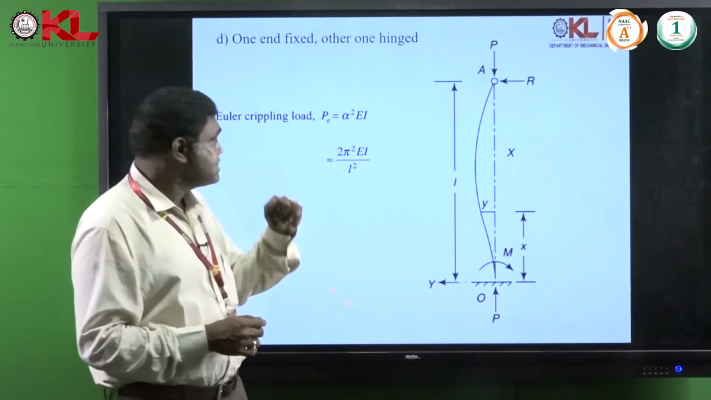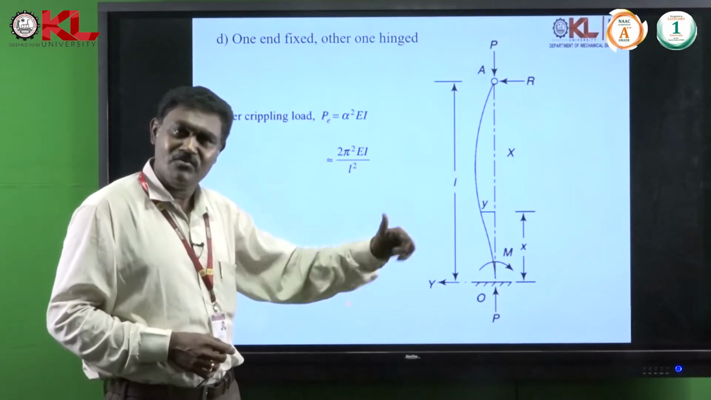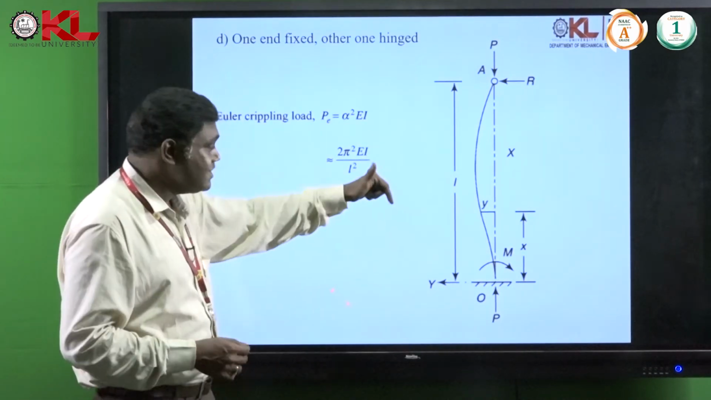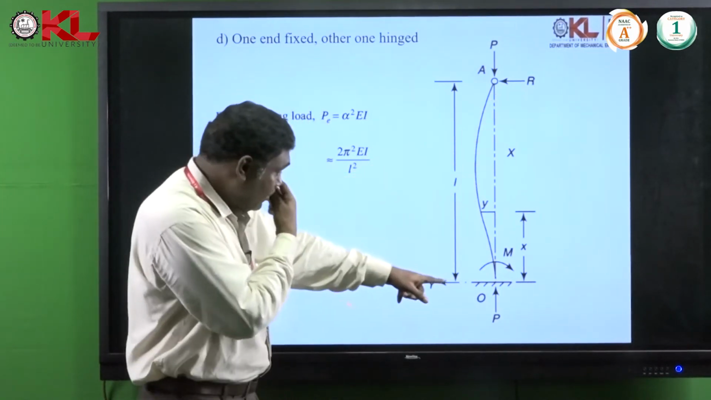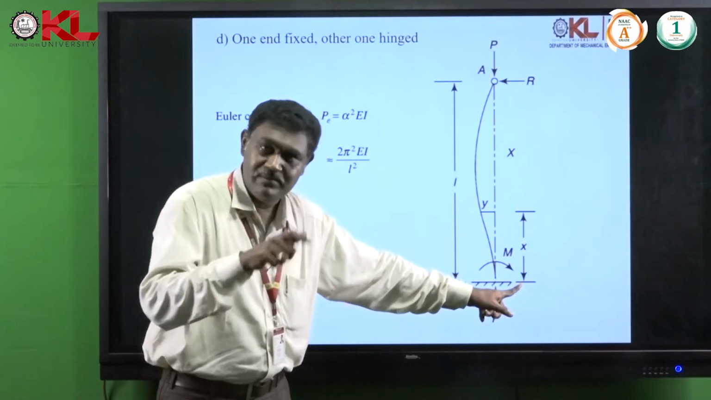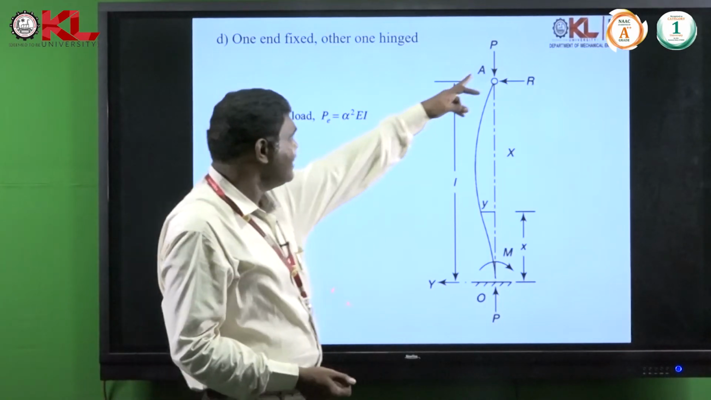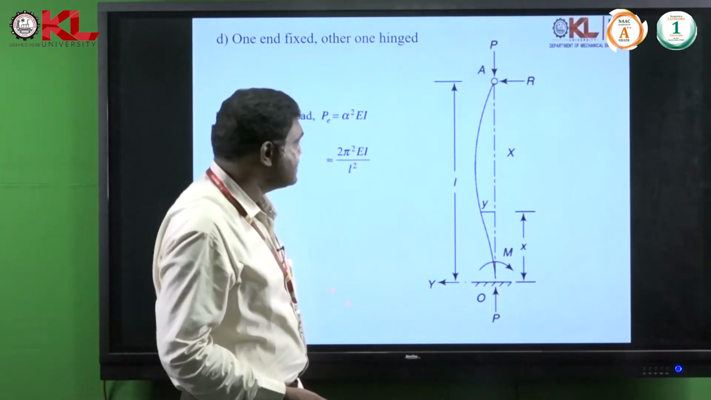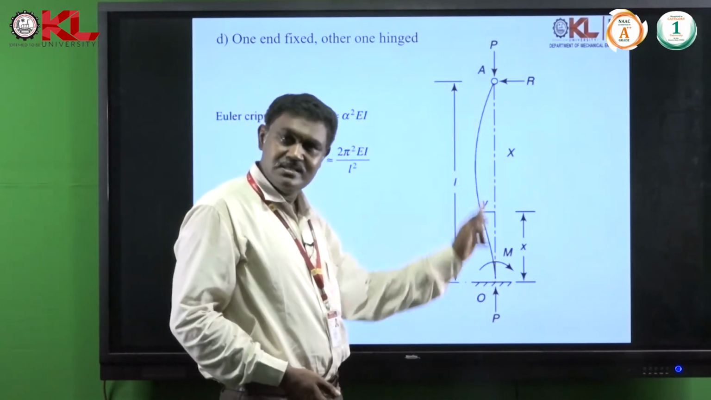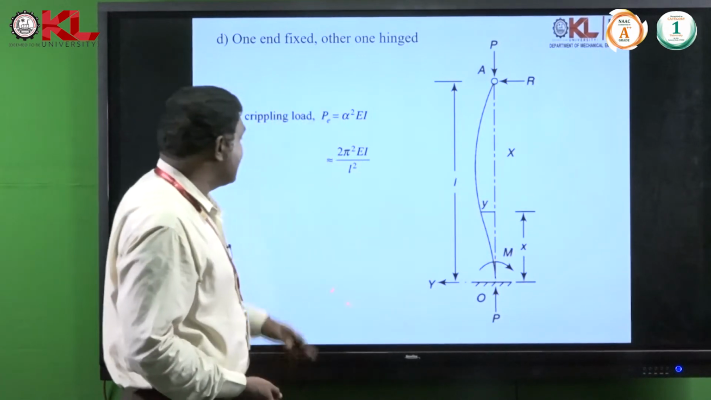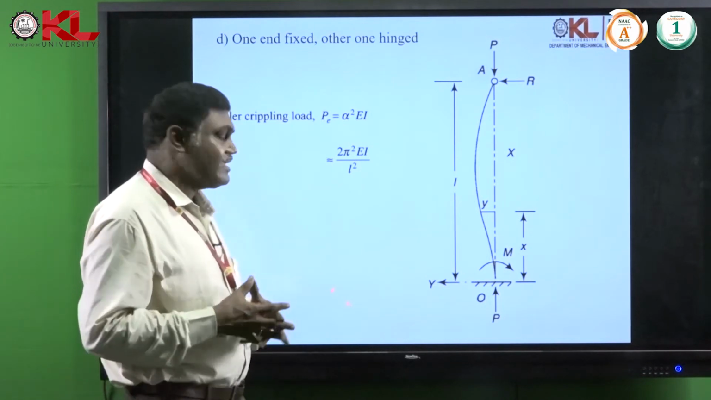Now, you can see the last case, where one end is fixed and the other is hinged. Earlier you have seen one end fixed and the other free; now instead of free it is hinged. At the fixed end the moment will be acting, the moment M acting in the clockwise direction. At the hinged end the reaction force is acting in this direction, and due to this there is a chance of buckling in this direction. That buckling load you can calculate by using Euler's crippling load formula, that is 2 pi square E I by L square.